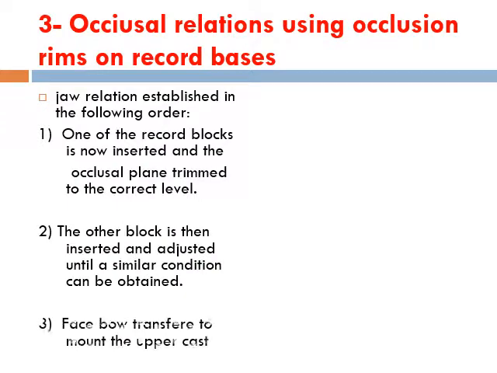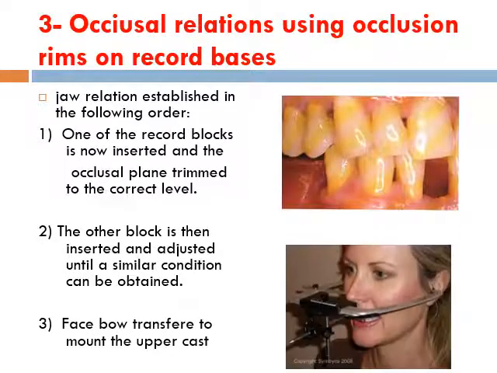Jaw relation is established in the following order. One of the record blocks is now inserted and the occlusal plane trimmed to the correct level. The other block is then inserted and adjusted until a similar condition can be obtained. Phase 4, transfer can be taken.